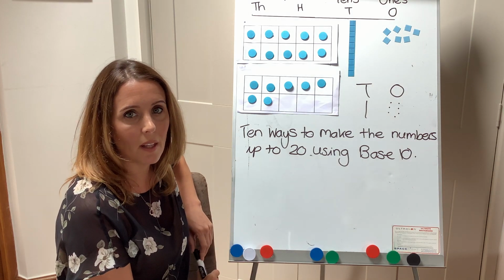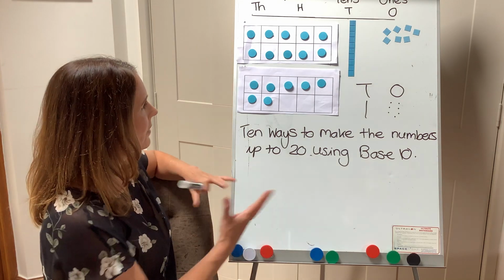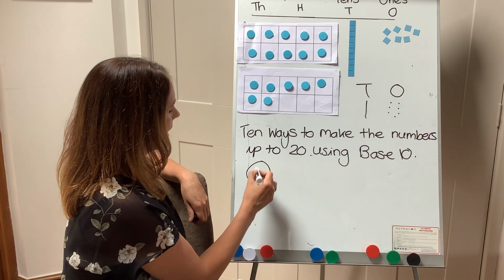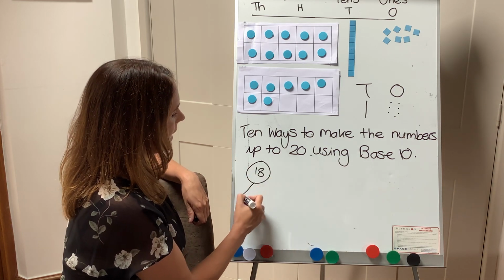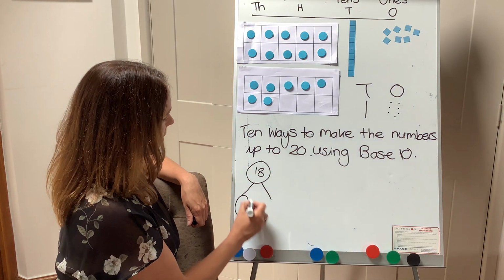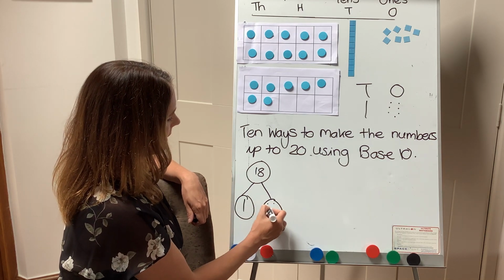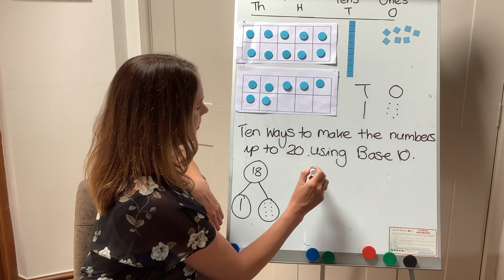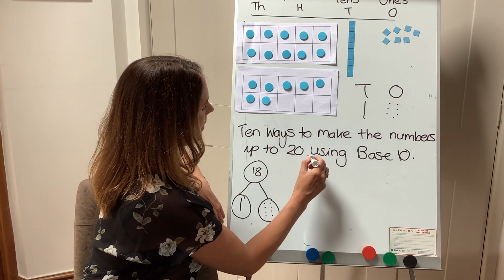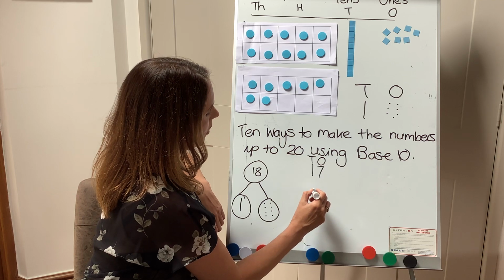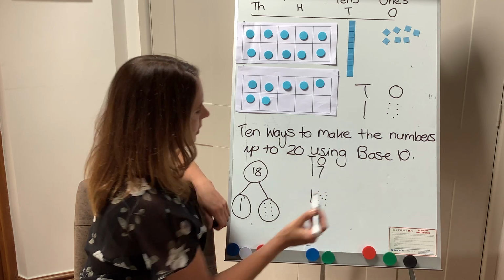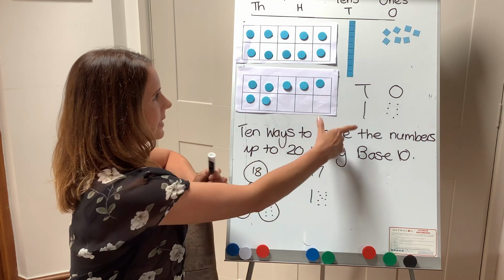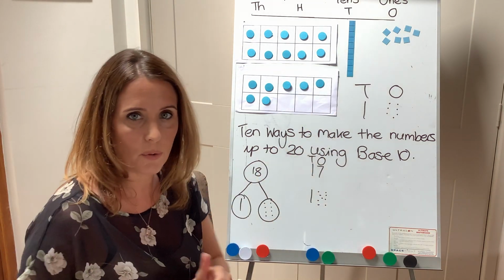Okay, so hopefully you've had a go. It might have taken you some time to use different ones. Some examples: you may have made 18, and you might have made 18 by having 1 ten and 8 ones. You might have made 17 by having 1 ten and 7 ones. So all those different ways you could have used the 10 sticks and the ones to make those numbers.